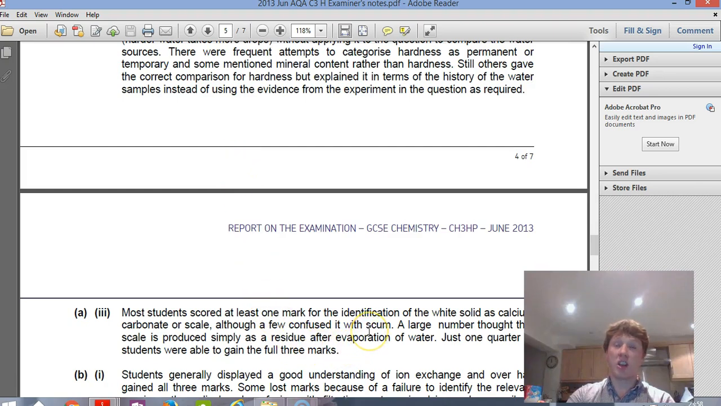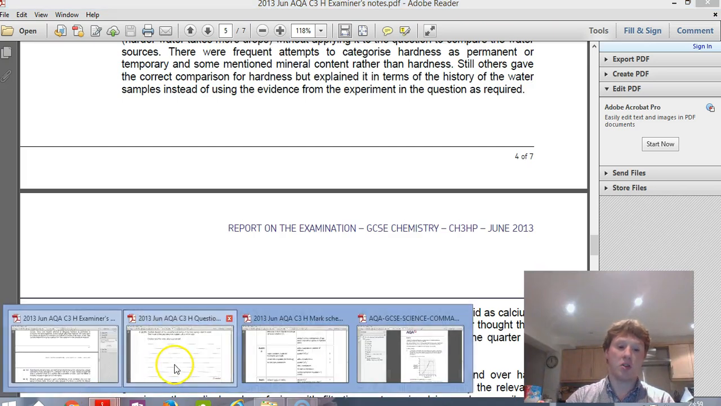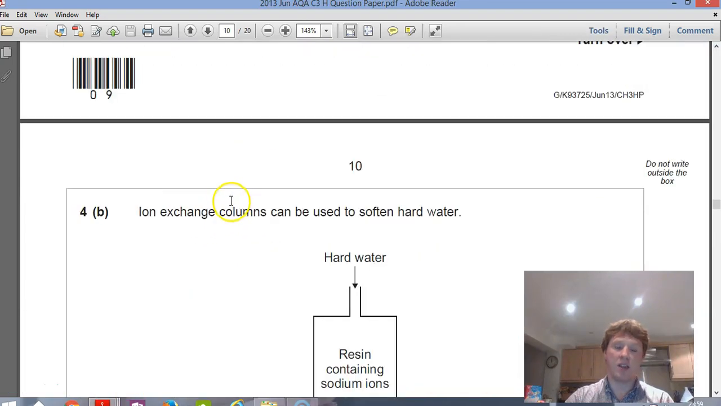If you confuse it with scum: scum is when hard water reacts with soap and makes this precipitate. It's not to do with when you boil the water and break down the hydrogen carbonate. It's a different thing. Only a quarter were able to get the full 3 marks. So that's the sort of thing you need to remember to get the higher levels.